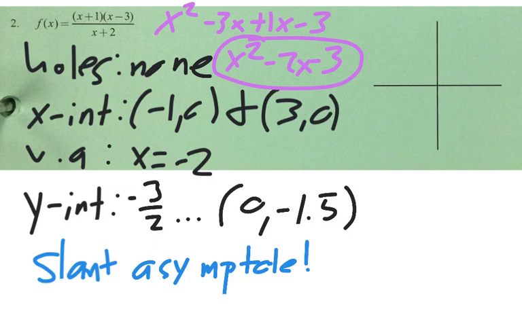I distributed the numerator to get it in standard form, because I'm fixing to have to do long division to find my slant asymptote.